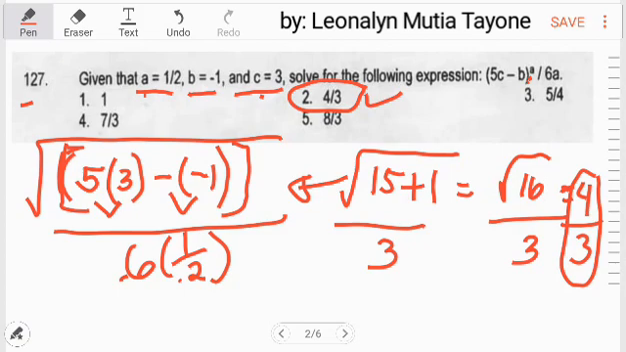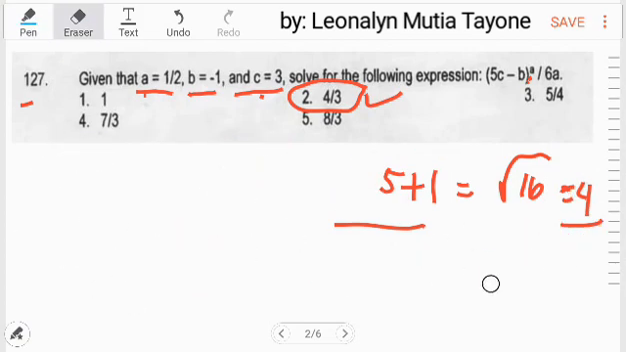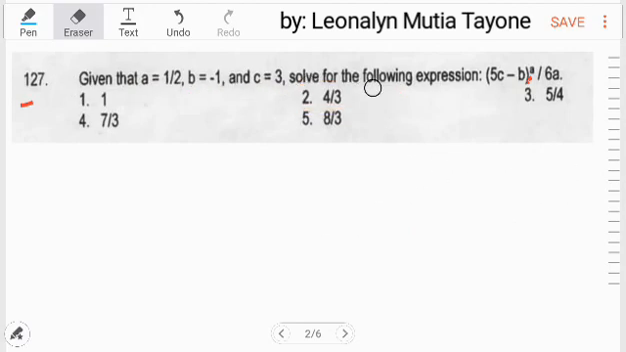Ito ang tamang sagot. Uulitin lang natin kung sakaling pangit ang pagka-explain ko dyan. So, explain ko lang ulit. Ulitin ko lang.